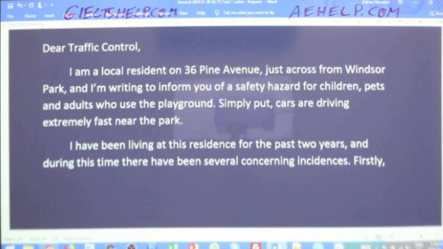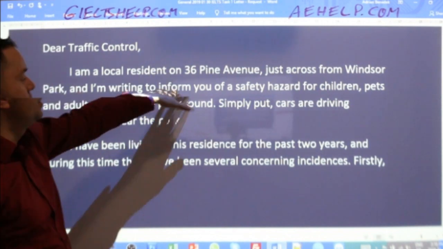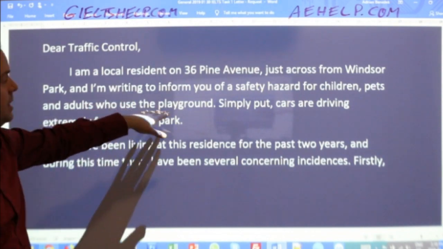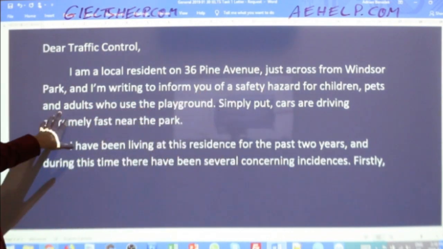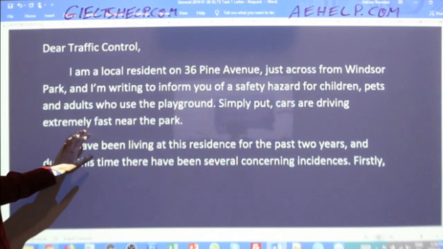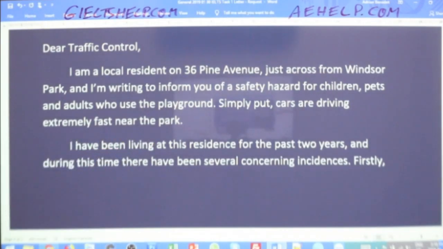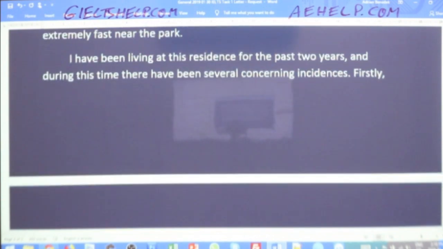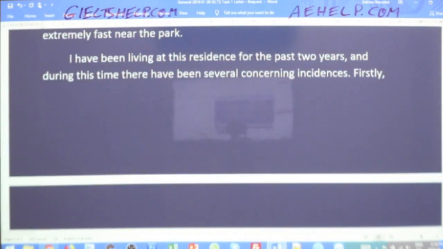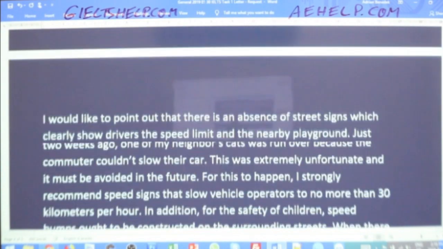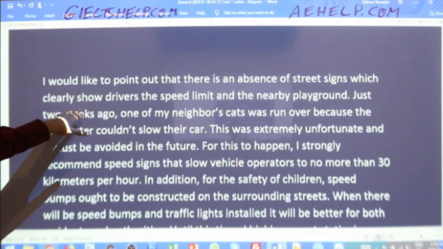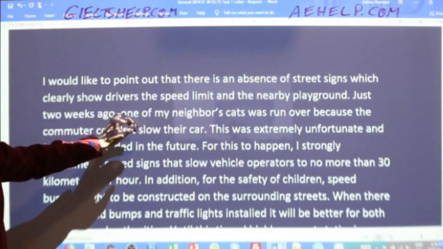Dear Traffic Control, I'm a local resident on 36 Pine Avenue, just across from Windsor Park, and I'm writing to inform you of a safety hazard for children, pets, and adults who use the playground. Simply put, cars are driving extremely fast near the park. I have been living in this residence for the past 2 years, and during this time there have been several concerning incidences. Firstly, I would like to point out that there's an absence of street signs which clearly shows drivers the speed limit and the nearby playground.